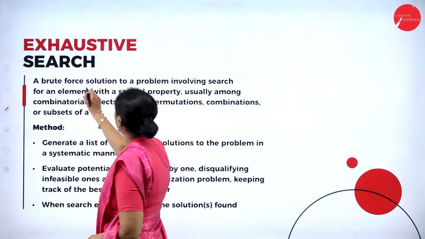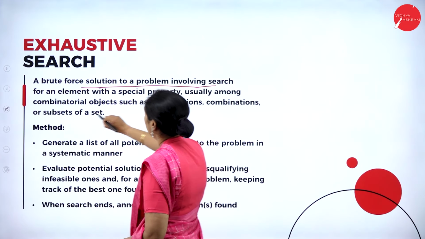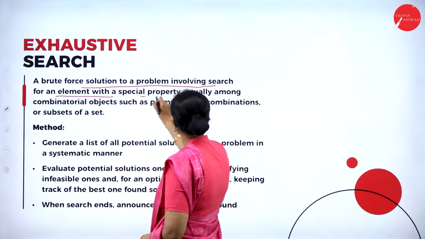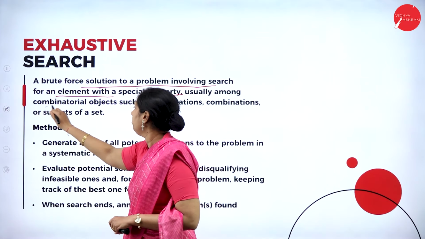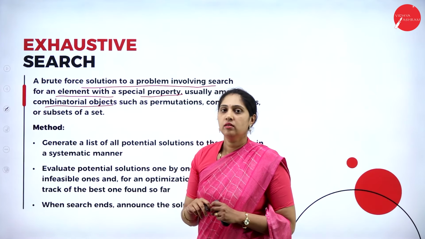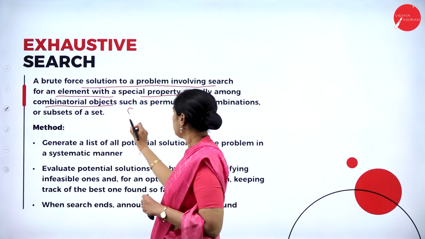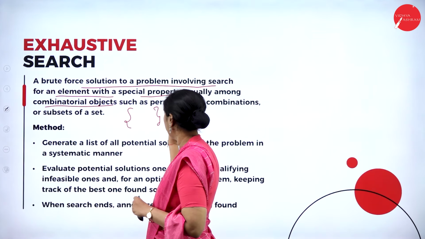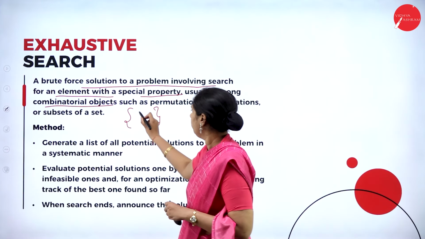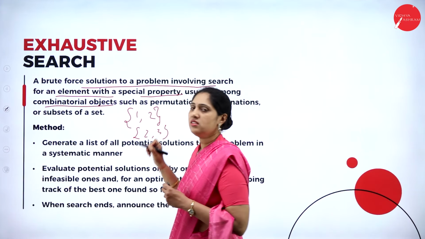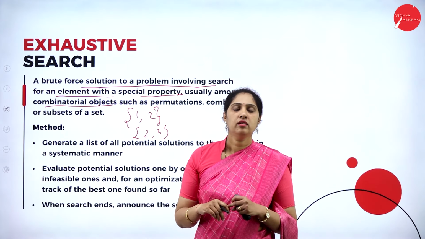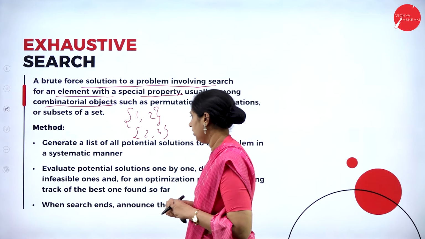So a brute force solution to a problem involving search for an element with special properties. Here we have to go with the combinatorial objects, meaning a subset. What is a subset? We'll write inside a flower bracket. It can be 1, 2 or 2, 3 or anything. This is the subset. This will be there in an exhaustive search.